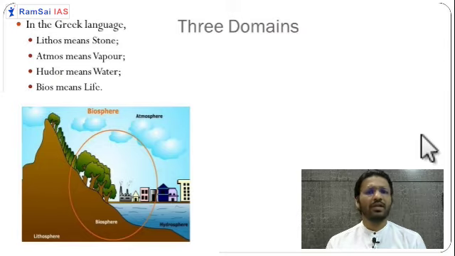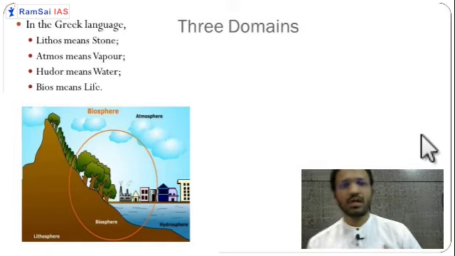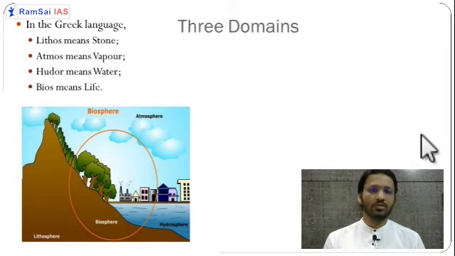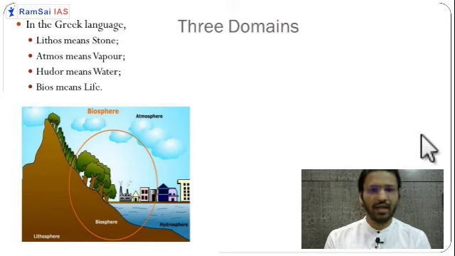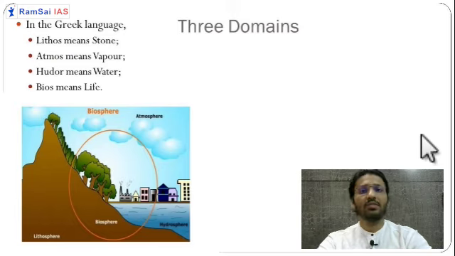So these are very important definitions. They can be asked in the prelims. Bios again means life. So just remember these four things, which are Greek terminologies. Lithos means stones, atmos means vapor, hydor means water, and bios means life. So these are the Greek words. These are the terminologies of the different domains of the earth.